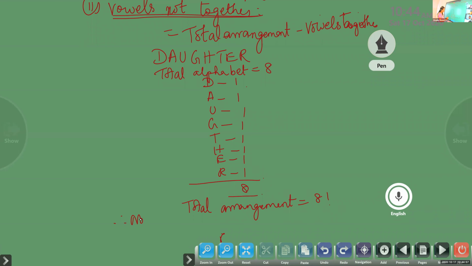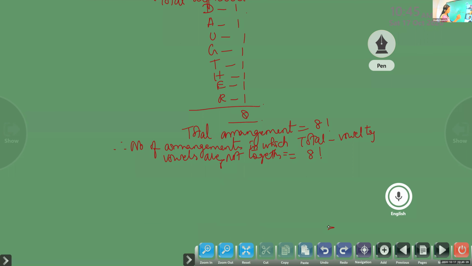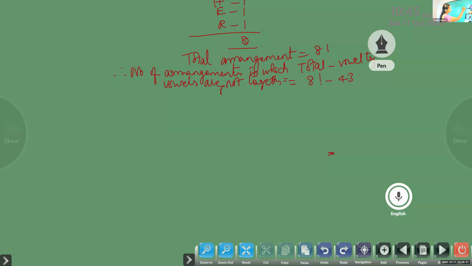Therefore, the number of arrangements in which vowels are not together will be the same as total minus vowels together. Total, now we got, is 8 factorial minus vowels together. Earlier we calculated that one, that is 4320. So find 8 factorial, and from there you subtract 4320, and you'll get the answer.